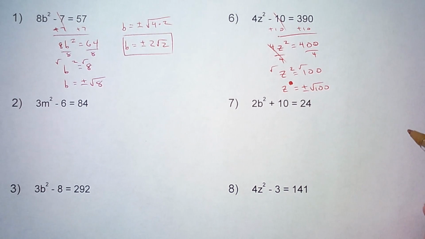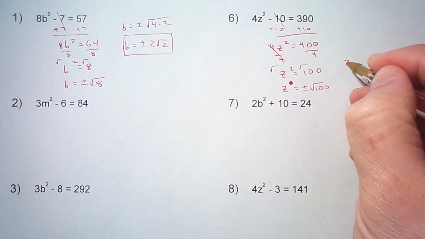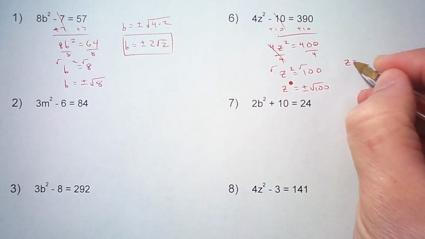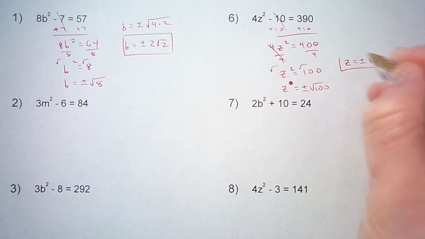So z equals plus or minus the square root of 100. And 100 is a square number. Square root of 100 is 10. So z equals plus or minus 10.